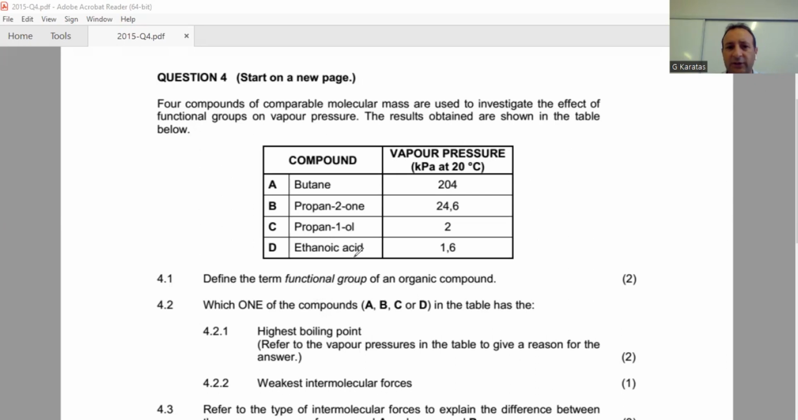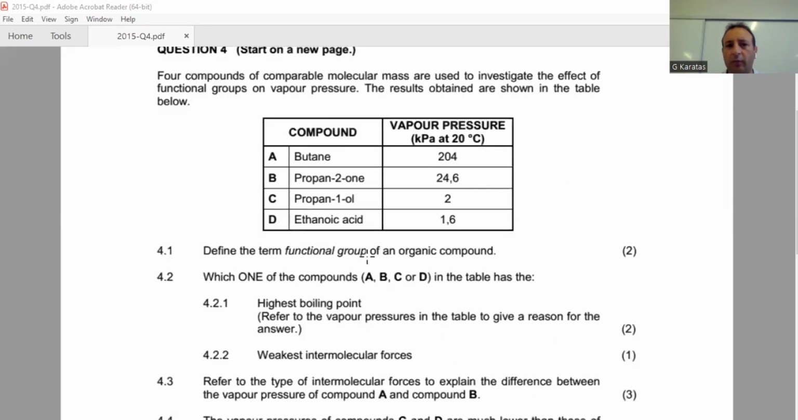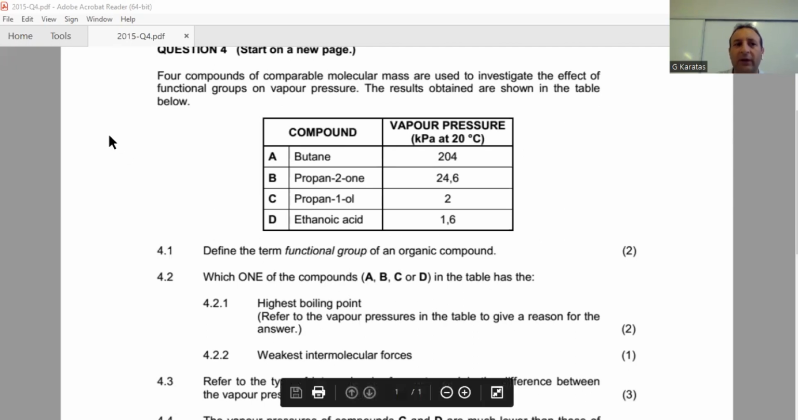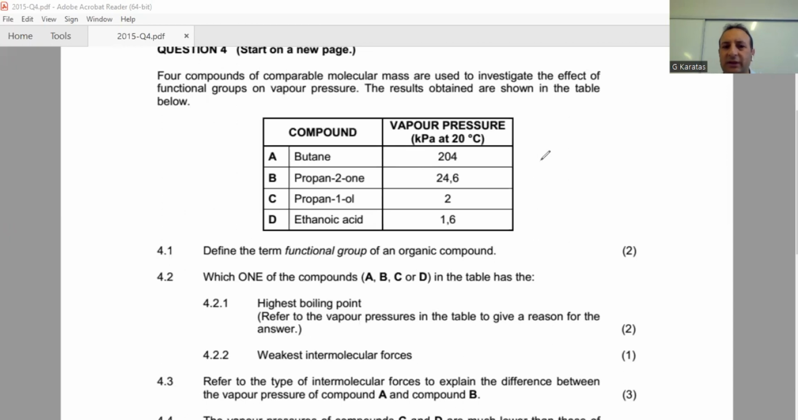So the first question here is define the term functional group of an organic compound. Yes, a functional group is a certain part of an organic compound, and this part determines the physical and chemical properties of an organic compound. What kind of part is that?